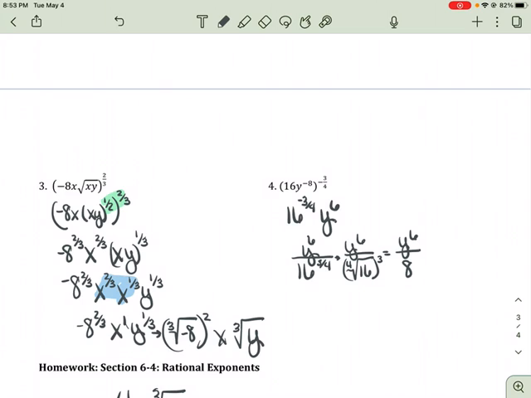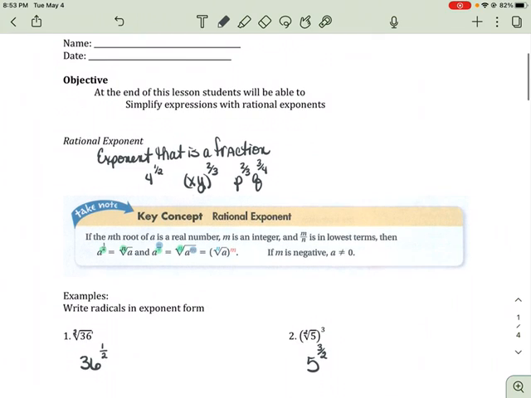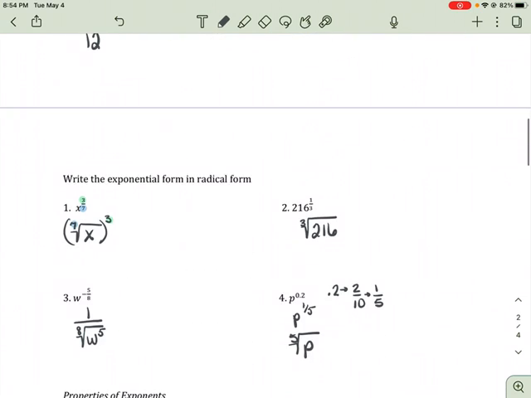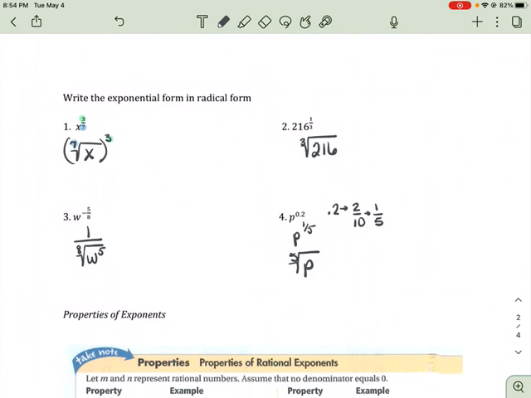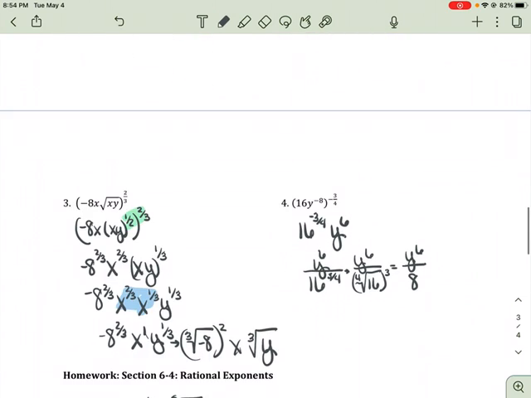These last two are the tough ones, especially number 3. I probably could have done that a little bit better as far as process goes. Let me know if you have any questions. Hopefully we accomplished our goal: we were able to go from radicals to rational exponents, from fractional exponents back to radicals, and use our exponent properties to simplify expressions with fractional exponents.